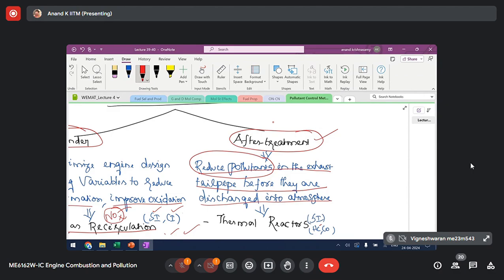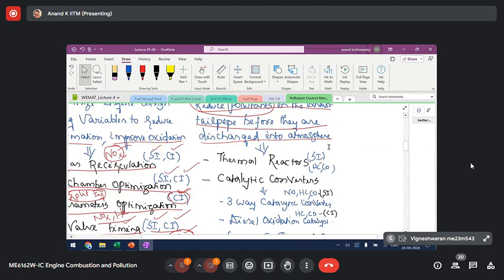Okay. So next we are moving to after treatment control, wherein we reduce the pollutant concentration not in the cylinder, but rather in the engine tailpipe or exhaust pipe. So you need some additional devices to carry out this option. You have to use an after treatment device fixed in the engine tailpipe, and that device will reduce the pollutant level before the gas is discharged into the atmosphere. This is what the after treatment option is.